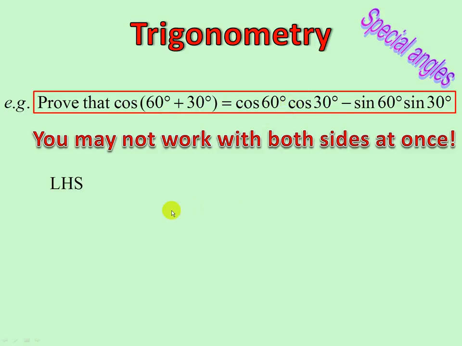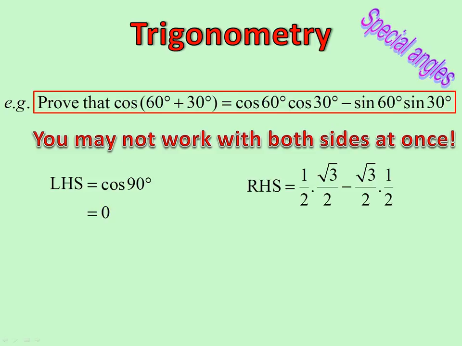So I'm going to say left-hand side equals cos of 60 plus 30, which is cos of 90, naught. The right-hand side, half times root 3 over 2 minus root 3 over 2 times a half. Notice I'm showing all working because I've been told to prove it, and that gives you 0 equals left-hand side.